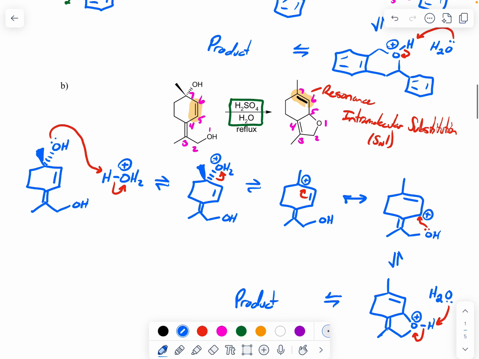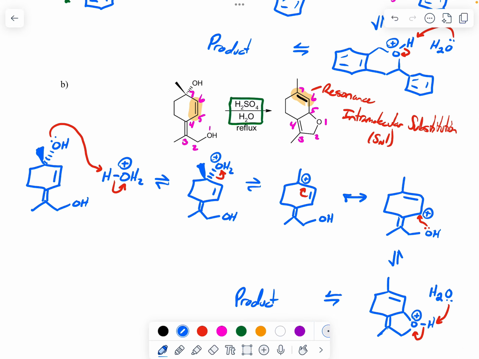So both of these reactions are very similar in the fact that they both protonate an alcohol to make it a good leaving group, the alcohol leaves, and then a couple of small changes happen in order to reach a position where we can do a nucleophilic attack and form a new ring.